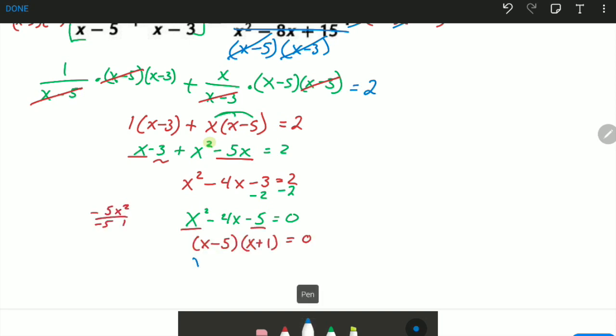Saying each of our factors equal to 0, we get x equals 5 and x equals negative 1. Now those are just the possible answers.